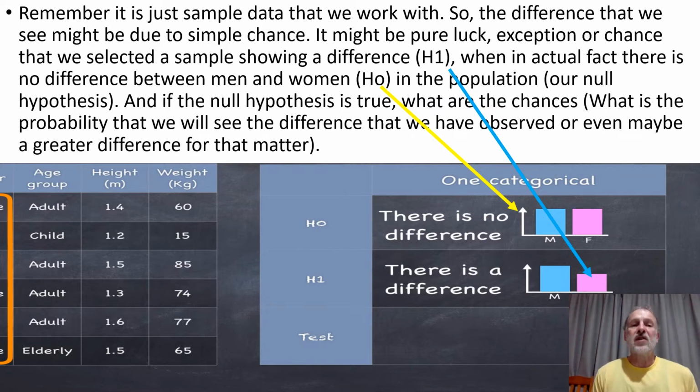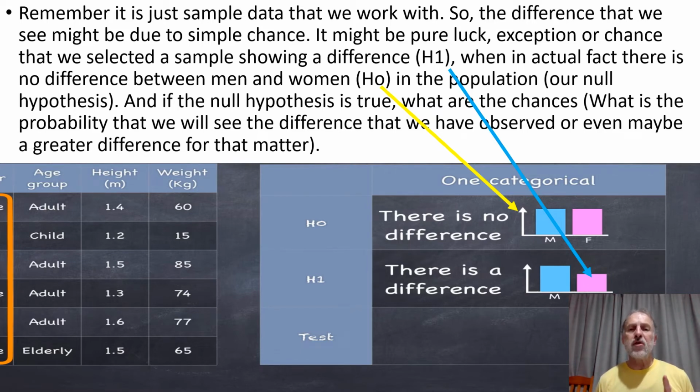When in actual fact, there is no difference between men and women. In other words, we believe there's a difference, but it might be that there's no difference. And that's going to be our null hypothesis. In other words, if you follow the yellow arrow again, that's basically the opposite statement that you're going to make. In other words, the mutually exclusive statement, because only one of them can be right.